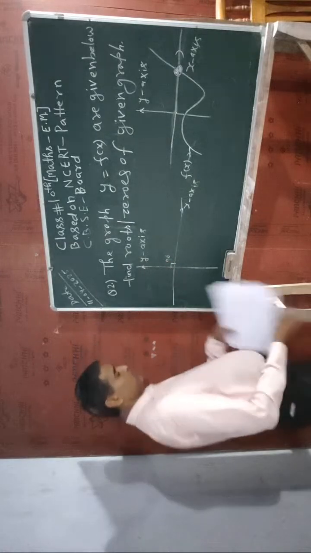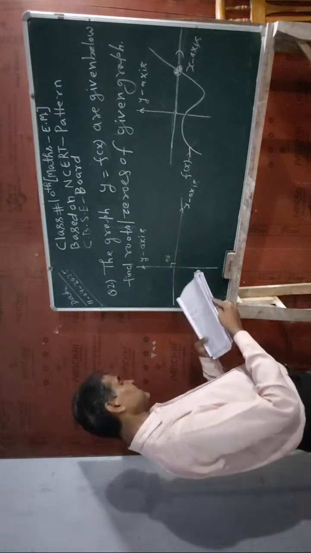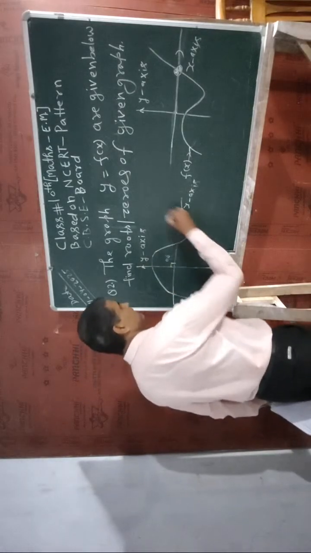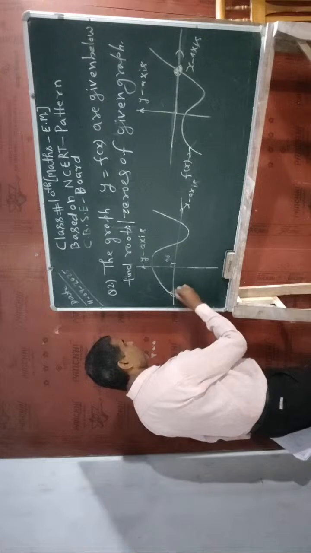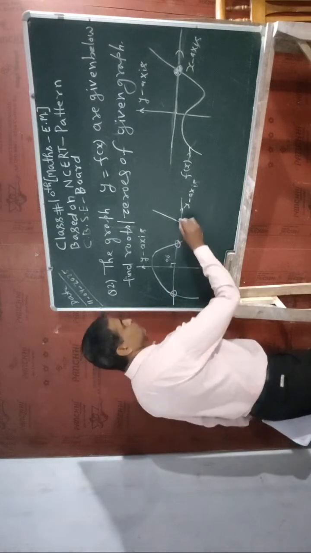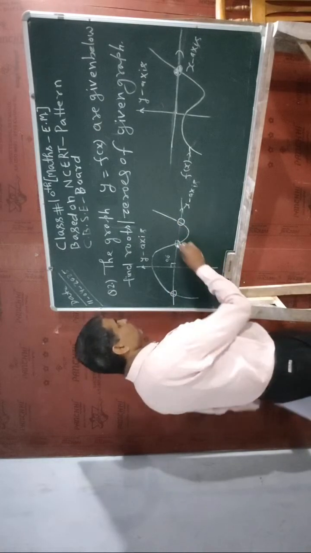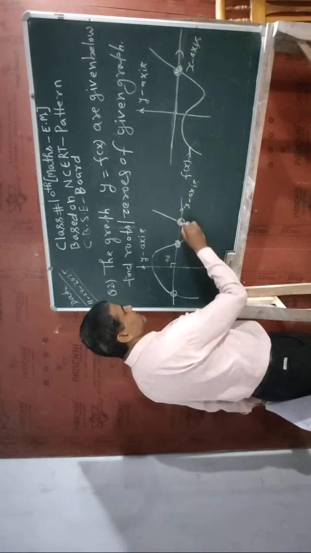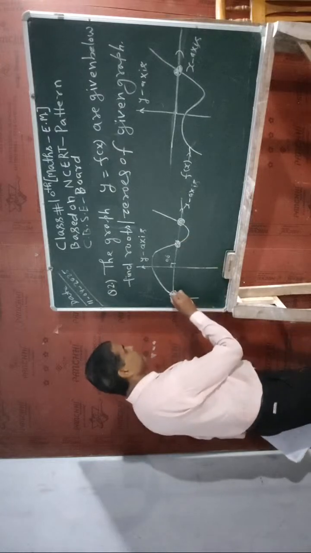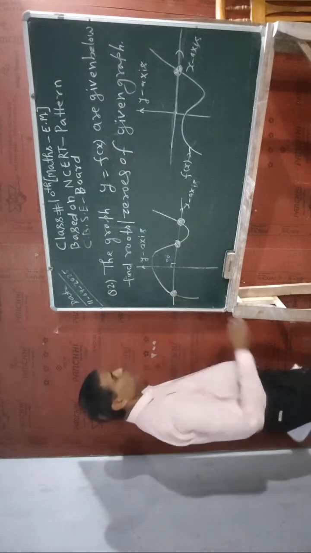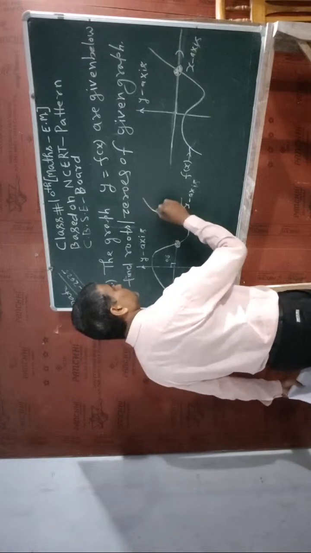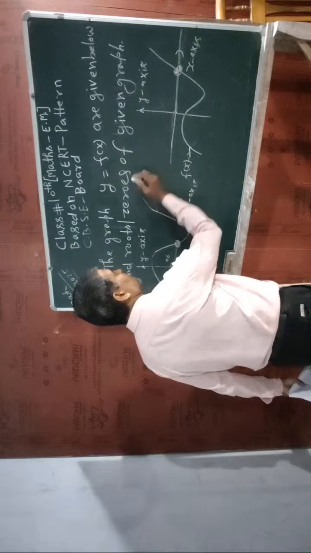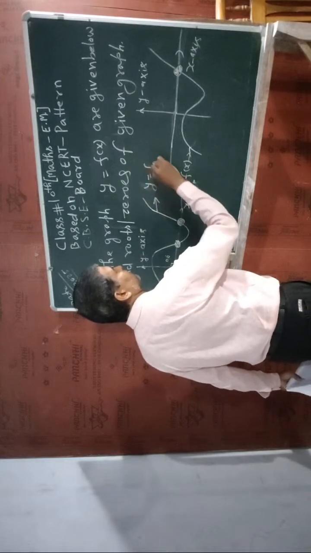Now one curve is such that it is intersecting the x-axis at 3 points. So this curve will have 3 different roots, and 3 different roots means that the curve will have 3 zeros. So this curve I am saying y is equal to f of x.